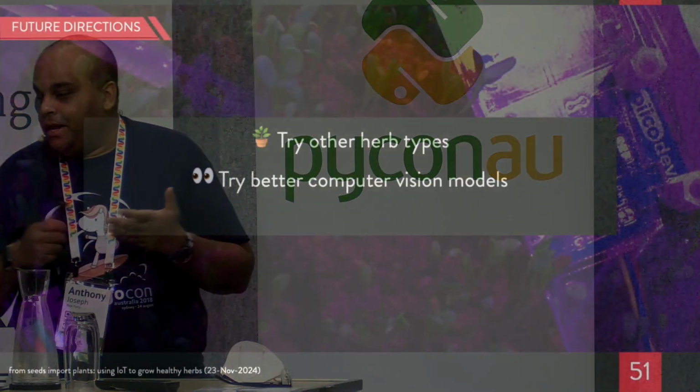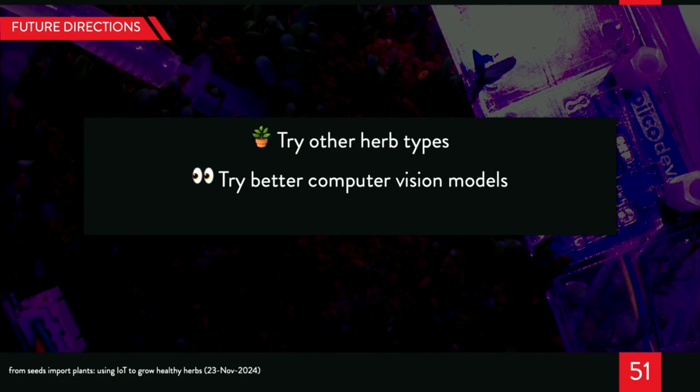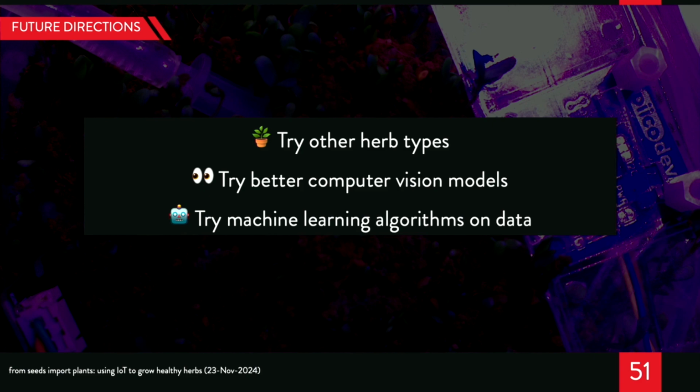And also try better computer vision models. Actually learn how computer vision works, because I didn't do a good job of it. And also try some machine learning algorithms on it. I just looked at the data to see if I had trends, and not really. I think some proper, smarter machine learning algorithms would possibly find something I missed, especially with different seed types.